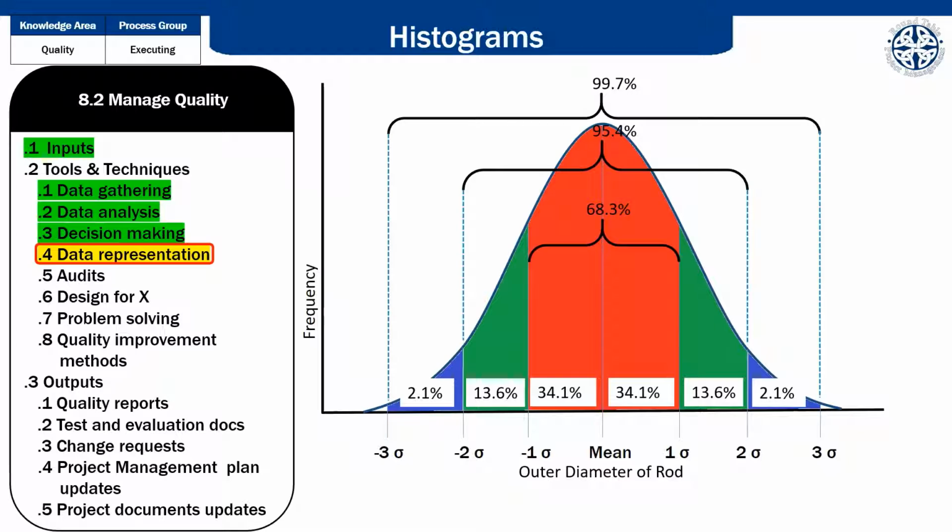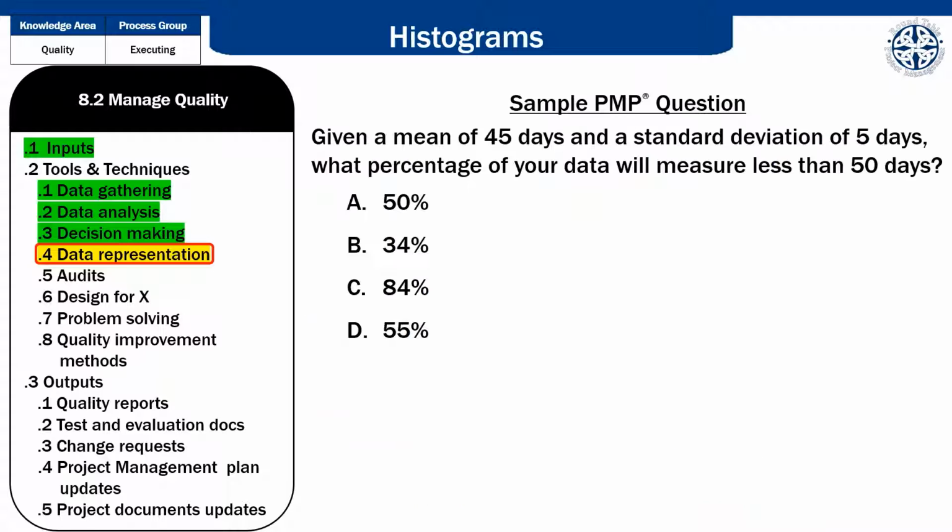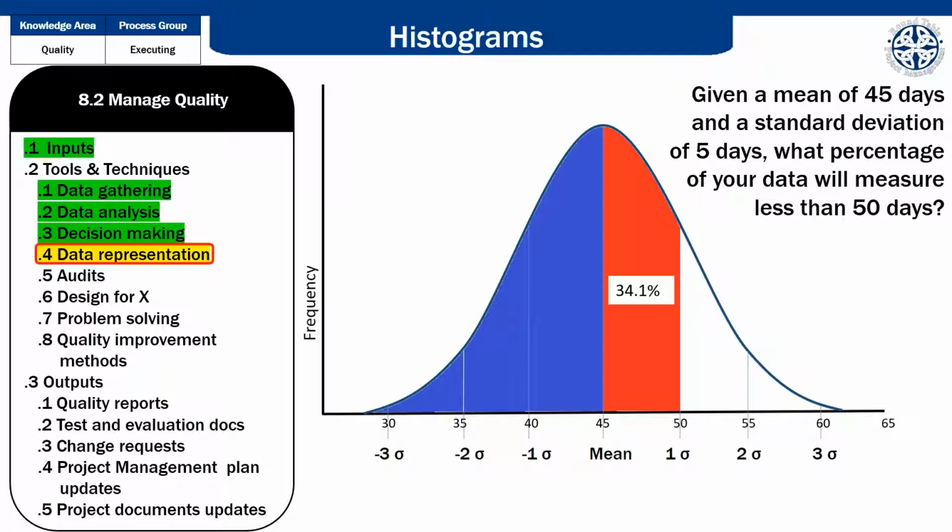34.1% of the data is 1 standard deviation from the mean on either side, or 68.3%. And 95.4% of the data is within 2 standard deviations of the mean. The PMP test will ask questions like this. Given a mean of 45 days and a standard deviation of 5 days, what percentage of the data will measure less than 50 days? For these questions, don't forget that 50% of the data always falls to one side of the mean. Thus, we already know the answer must be greater than 50%.